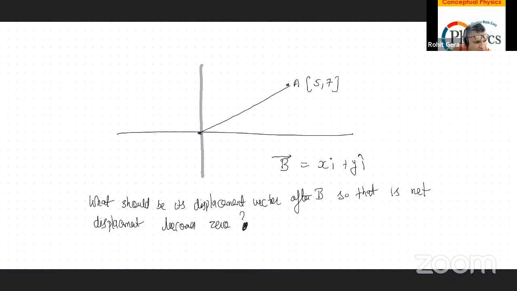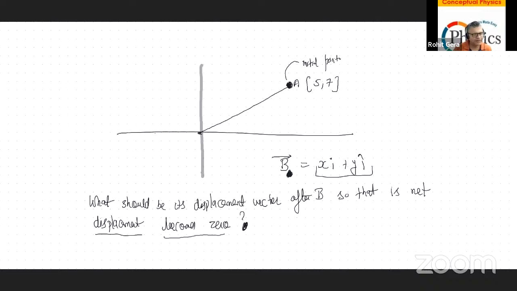Which means it started from A and it should reach back to A. This is its initial position. Then it reached B. The question is, what should be the displacement that should be added so that the net displacement becomes 0? Which means if it was at some point B, then how it should move so that it reaches back to the point A?